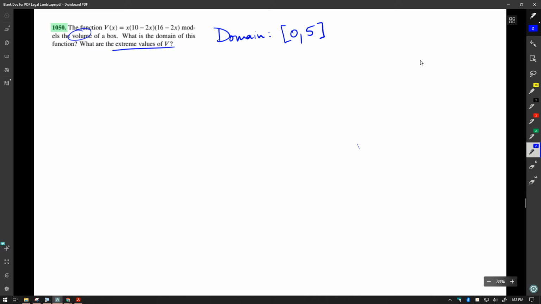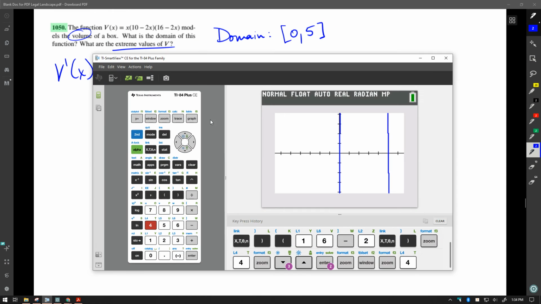So the extreme values of v we know occur at either endpoints of the domain or they occur at critical numbers inside. So if this is the volume and we need critical numbers, we need to know where v prime of x is equal to 0. And I think what we can do is use the calculator in this case to get that done as well. So let's see, calculator.